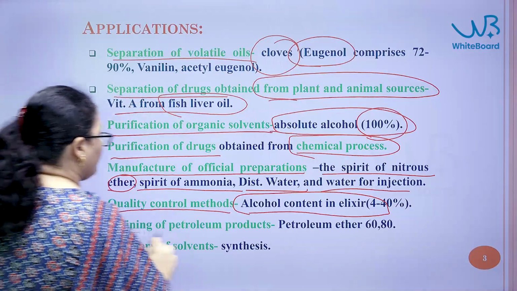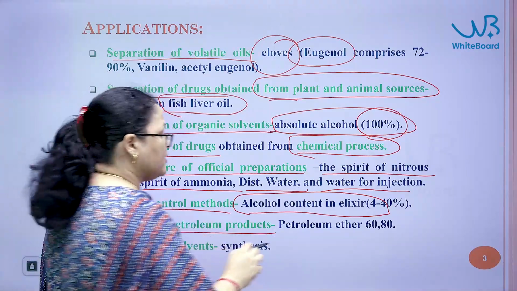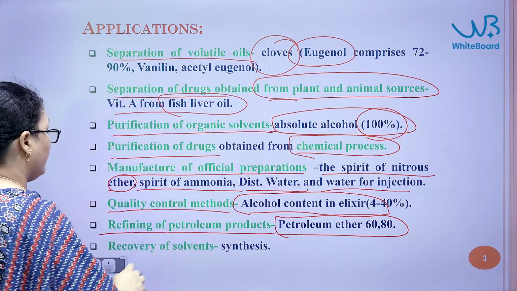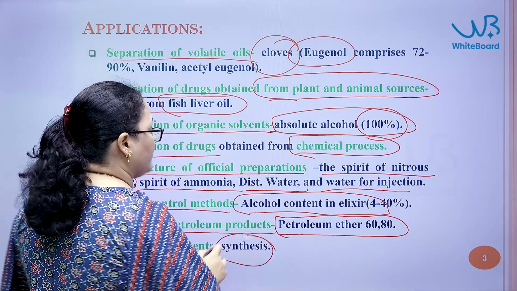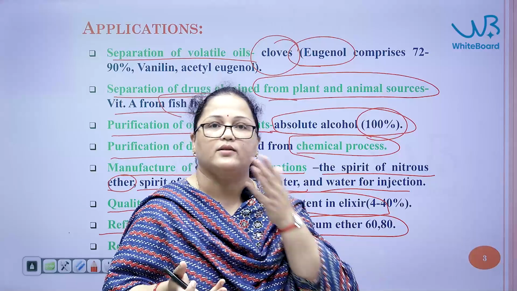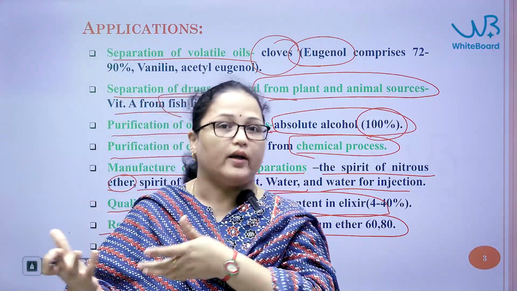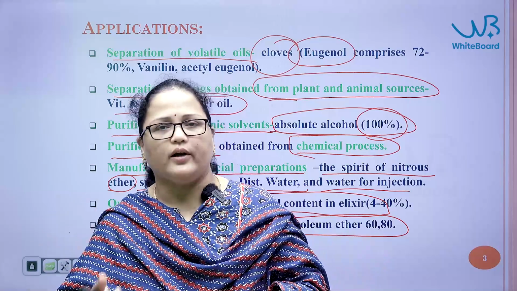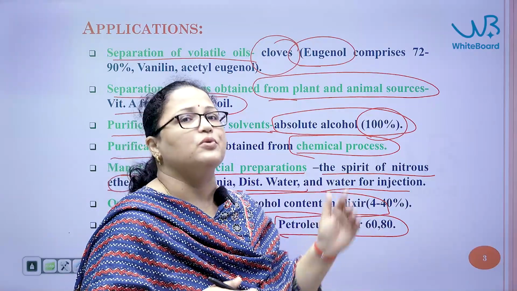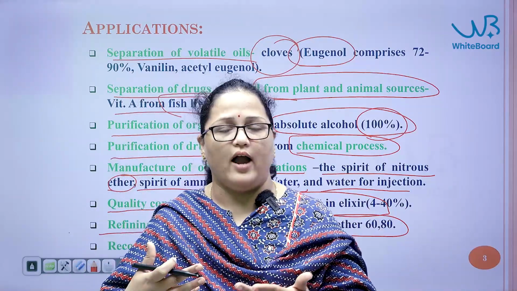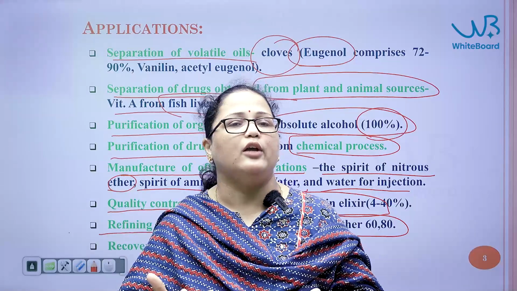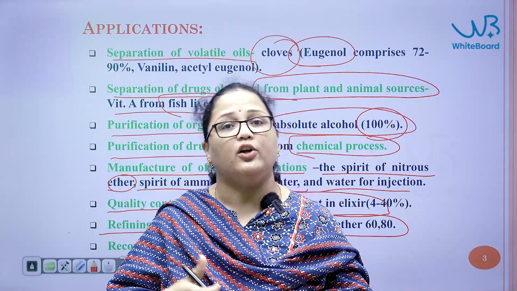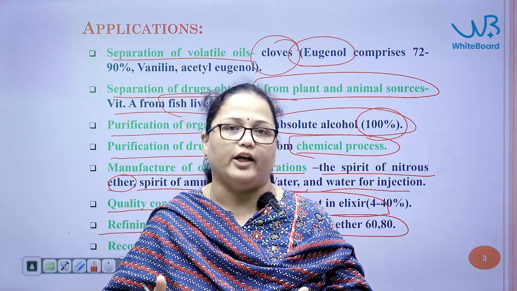Next, refining of petroleum products, okay, such as petroleum ether 60 and 80. Next, recovery of the solvent in synthesis. For example, if you have carried out an extraction process, again if you want to recover that solvent, acetone or whatever you have used, ethanol, then again you can use the distillation process. So you have seen, many applications are there for the distillation. It is basically a separation technique. Apart from separation, it is also one of the purification techniques.